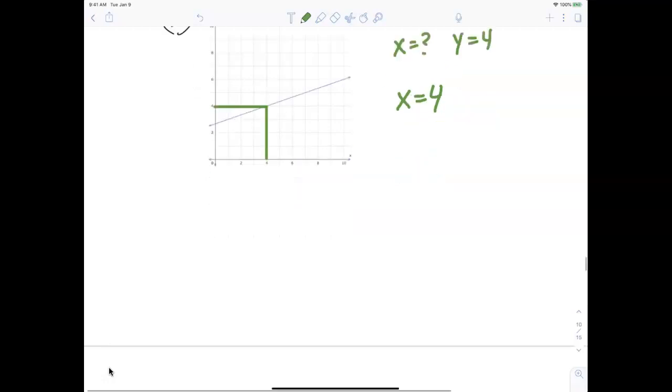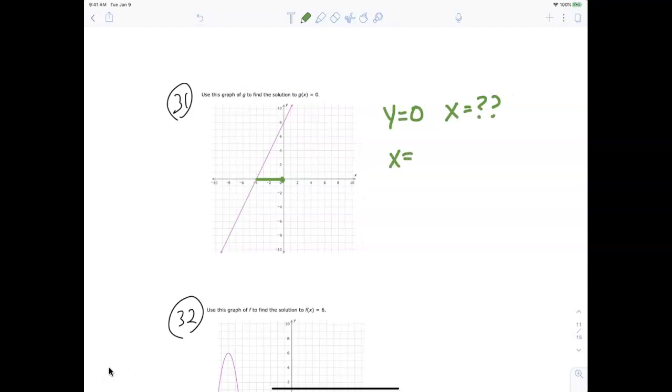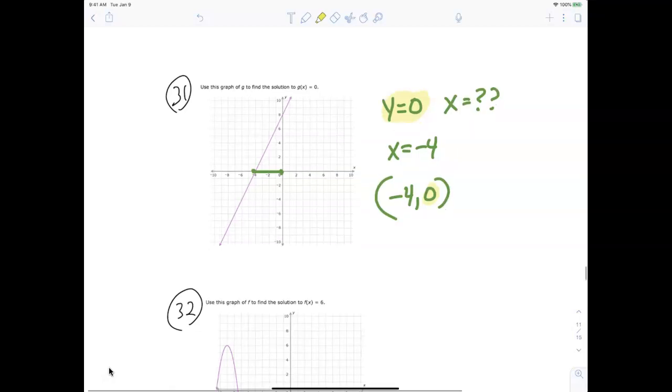But let's look at 31. Now it's saying y equals 0. What is the x? So I go to y equals 0, and now the y value is 0. I have to go to the graph, and the x equals -4. How do I know I'm right? Because this point right here is the point (-4, 0). The question is saying, what's the x value when the y value is 0? Please don't get confused. If you are, go back, listen to the video again, and maybe my explanation will be more clear if you hear it a second time.